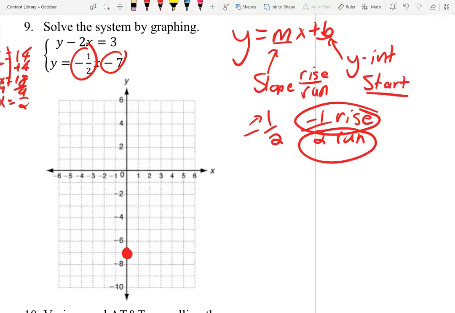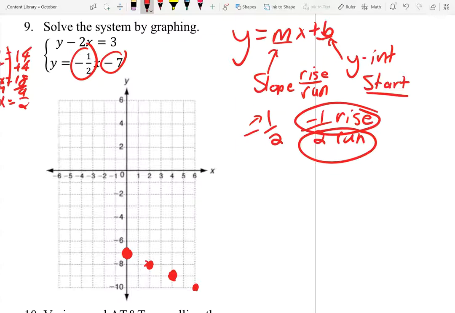Now, if it's rising negative 1, that means I'm actually falling, right? It means I'm actually going to go down 1 unit, down to negative 8. And then I have to run 2, and I'm always going to run to the right, a positive direction. So I'm going to run to the right 2, which puts my next point right here. And I continue following that pattern to fill out all the other points. I continue to go down 1 and right 2 to get my next point.